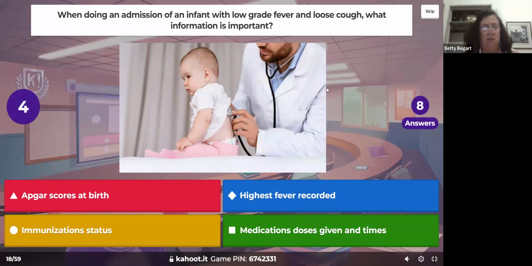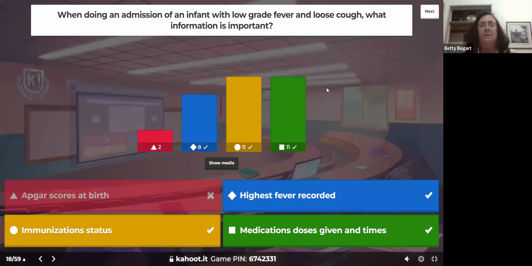I know as a charge nurse, I would always think infected, non-infected, which ones can go together, medical, surgical. So immunization status is important because remember that loose cough could be something like pertussis. So if we know they have immunizations, we know we're pretty okay. Of course, what is their fever and Tylenol, Motrin, when did they take them, so I can give them again. APGARs at birth really are not important. NICU, 2-month admission history, that's important, not APGARs.